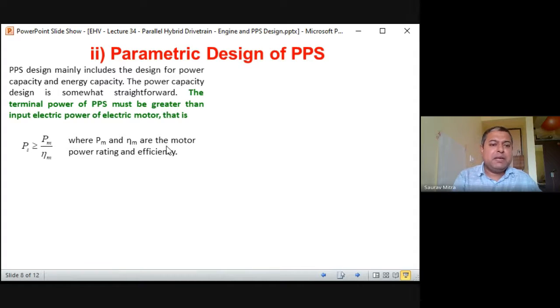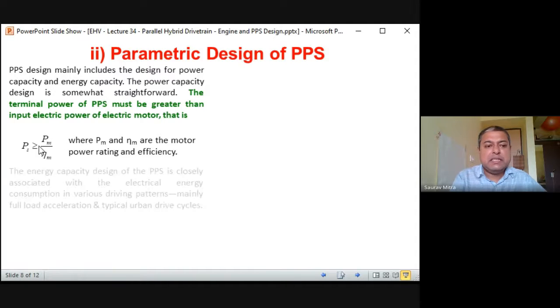So PM and ETIM are the motor power rating and efficiency, and we find that the PPS power is actually greater than the motor power. The PPS is the peaking power source. If this PPS wants to drive this vehicle, the PPS has to produce 111 watt power, for which the motor will be producing 100 watt power because the motor efficiency is 90%. So this relationship you have to very clearly understand.